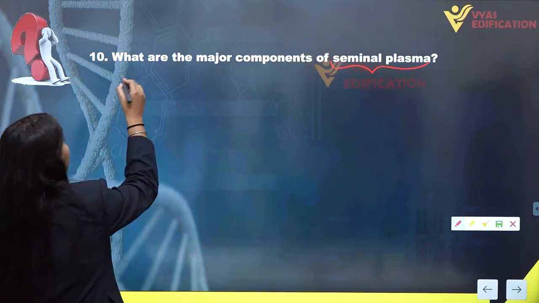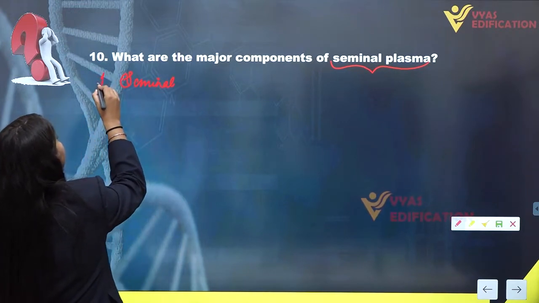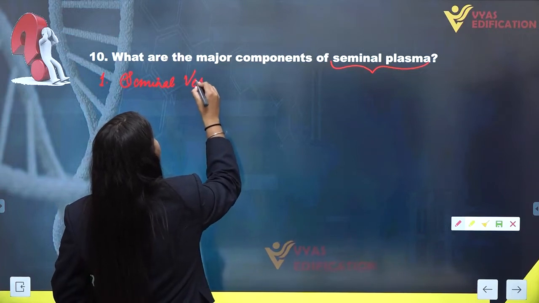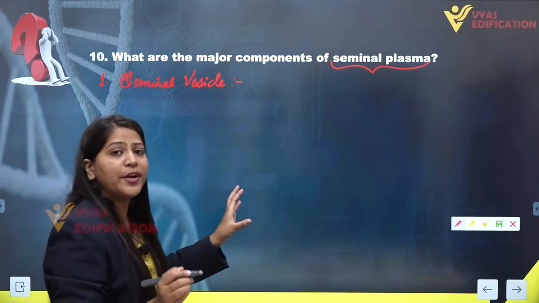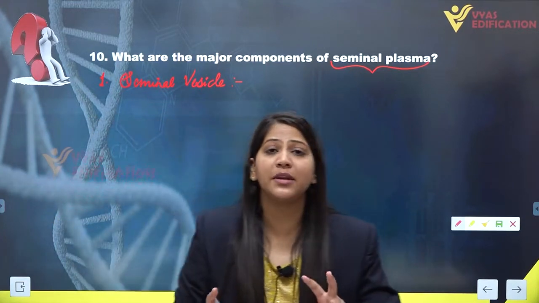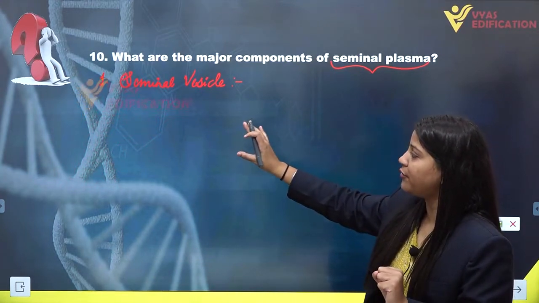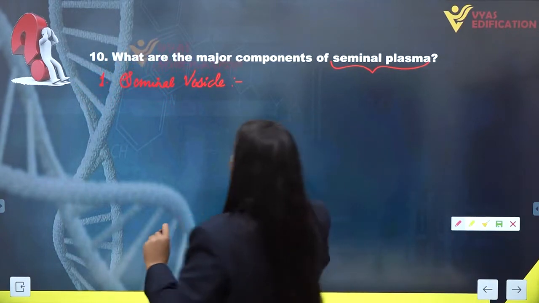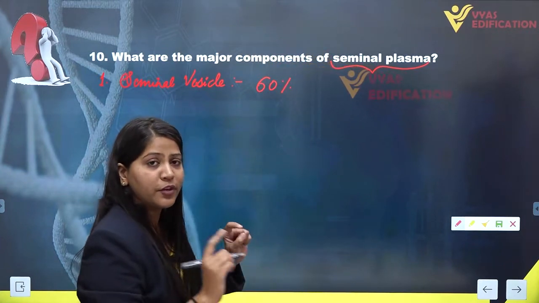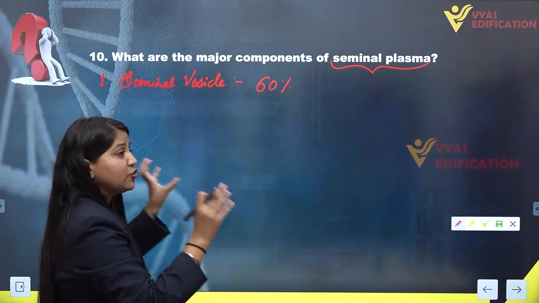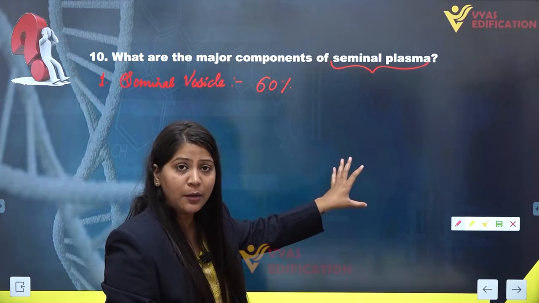What are these glands? First gland is seminal vesicle. The number one gland we have is seminal vesicle. This seminal vesicle gland is actually present in a pair. So we have two seminal vesicles in the male reproductive system. Now let's talk about the contribution of seminal vesicle. Seminal vesicle contributes about 60% of the seminal plasma. First of all, the mixture coming from the seminal vesicle is contributing 60% in the seminal plasma.